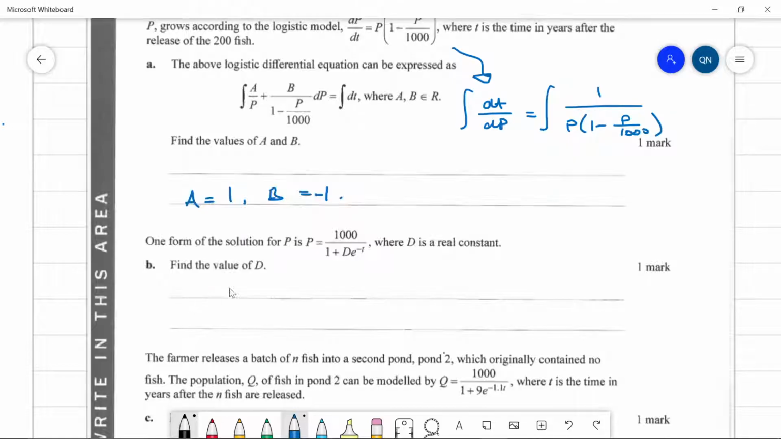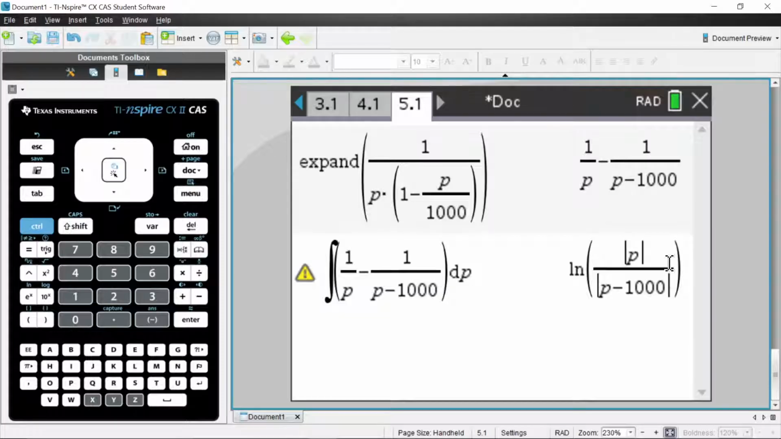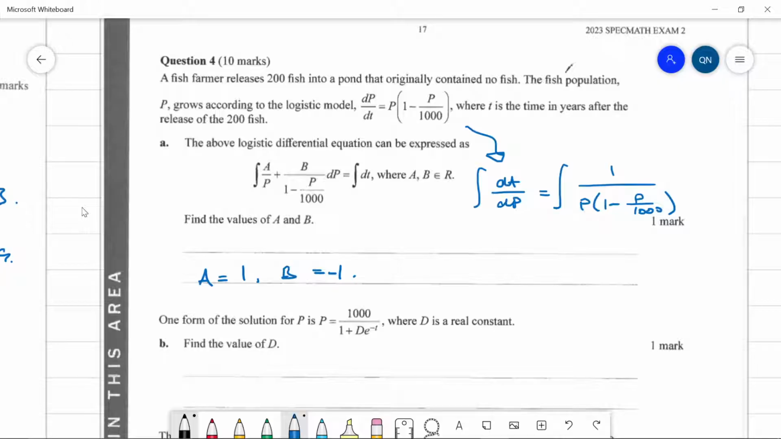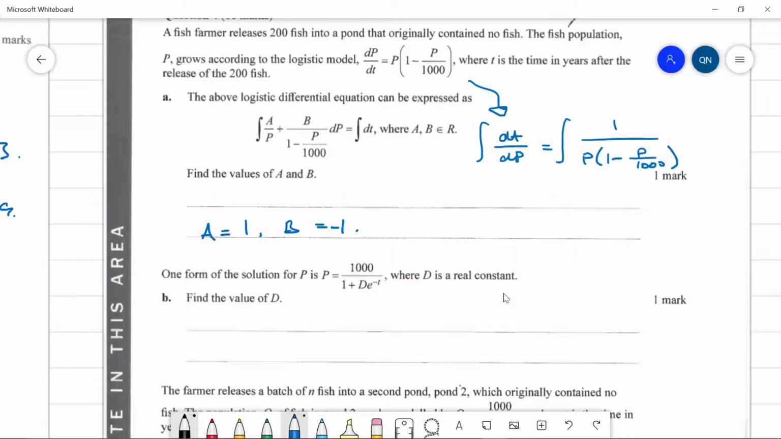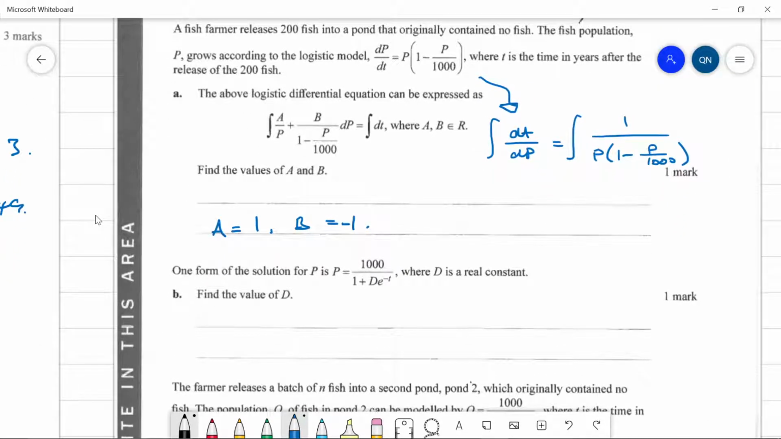Okay, so p is positive as well, because p is the population, I think. Yeah, population. So let's see. Is p greater than 1,000? P grows. Let's just assume p is positive, because I don't know actually. Does it say? So p is p on 1,000. Yeah, the fish population is growing, so I'll assume it's more than 1,000.